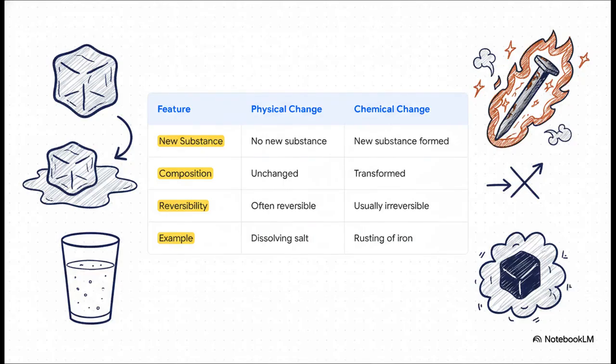This chart lays it all out perfectly. See? With a physical change, no new stuff is formed, the composition stays the same, and you can often reverse it. Think of dissolving salt in water. You can always get that salt back. But with a chemical change, you get a totally new substance. The composition is transformed, and it's usually irreversible, like rust. You can't just unrust a nail, can you?